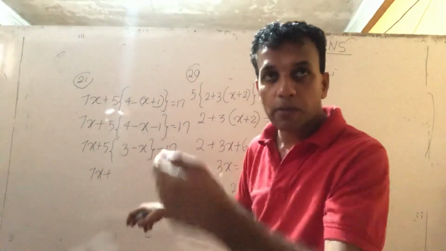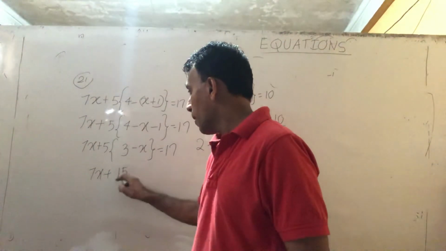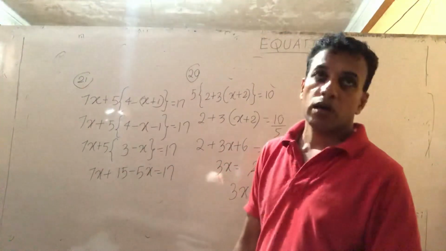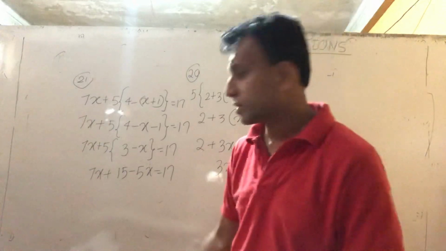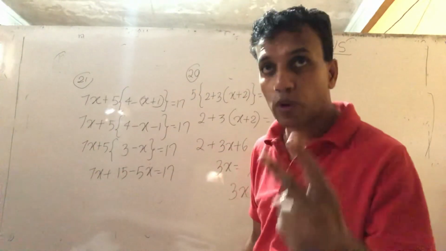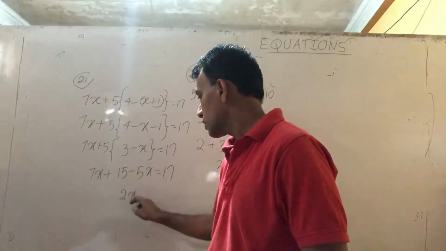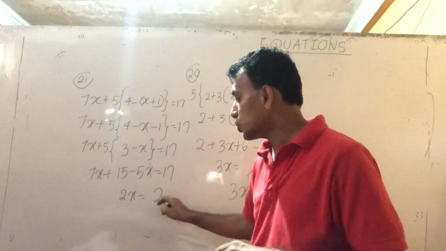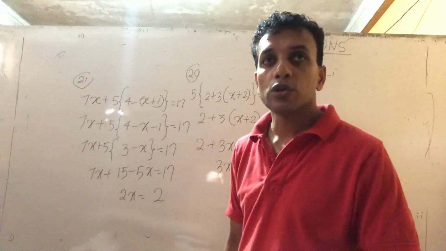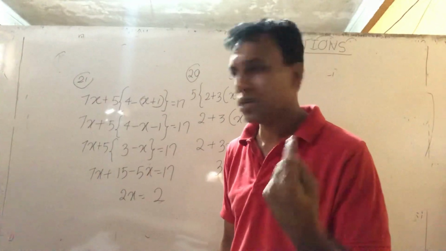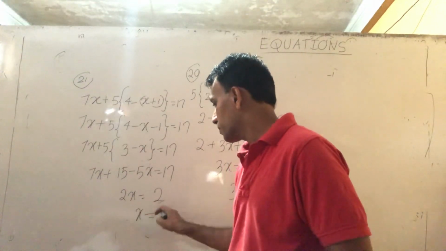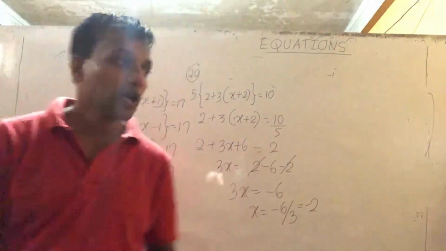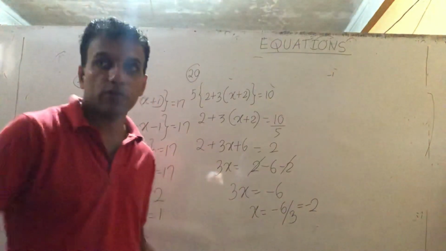Now multiply 5. 7x plus 15 minus 5x equals 17. Now get the answer. How many x terms? 7x minus 5x, 2x. Take the plus 15 to this side. 17 minus 15, 2. 2x equals 2. 2 toffees, 2 rupees. 1 toffee, 1 rupee. x is 1. This is the solution method for solving simple linear equations. Practice more to get high knowledge.